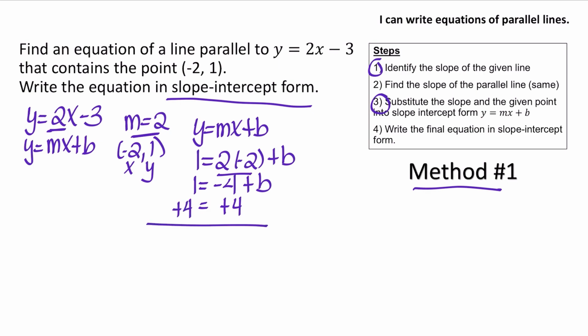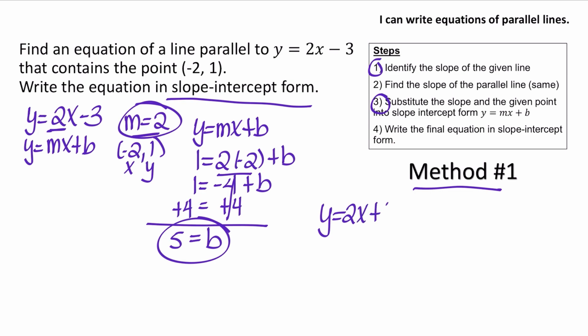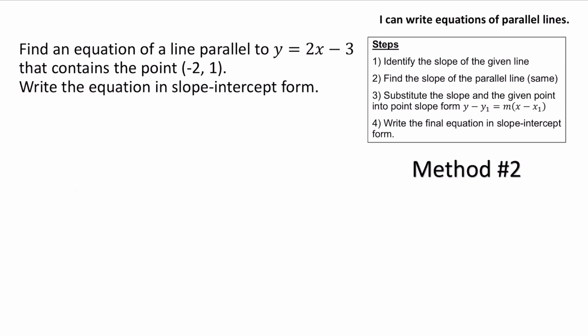So I'm going to add 4 to both sides, and then I get 1 plus 4, which is 5, equals -4 plus 4 cancel, and then I have 5 equals b. So I have b, and now I have m, so I can write the equation as y equals 2x plus 5. Okay, so if this is how you prefer to do these problems, you can skip ahead and go to the next example. So I'm going to show you how to do this problem using method 2.